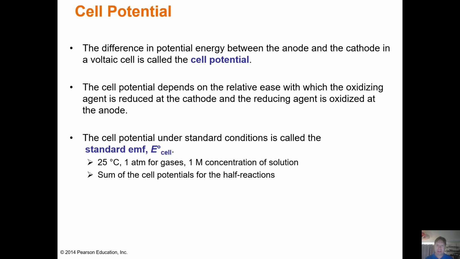If we have standard conditions, remember standard conditions from chapter 18, we can talk about the standard EMF of the cell, and we abbreviate that in a similar way. We have E naught for standard conditions of the cell. These standard conditions are the same as what we had for chapter 18 for the most part: 25 degrees Celsius, 1 atmosphere for any gases, and 1 molar concentration for any solutions. The cell potential is a summation of the cell potentials for all of the half reactions that make up that cell.